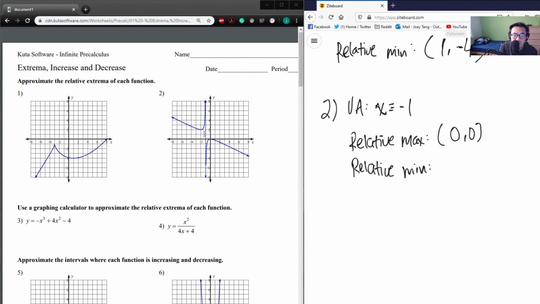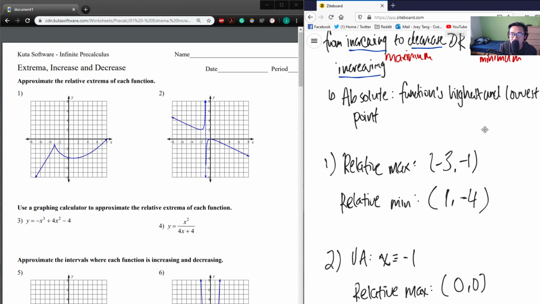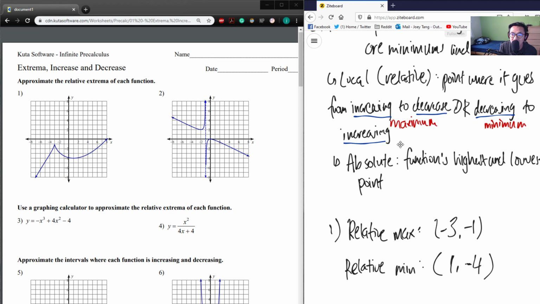So again, this was our maximum here. And this other point is what we're kind of curious about. So let's see if it matches our definition. As we're heading towards this point here, this is x equals -2, y equals 2. It's going into a period of decreasing, and then it's going into a period of increasing after -2. So in this case, it does match my definition of minimum. Remember, it's going from decreasing to increasing.